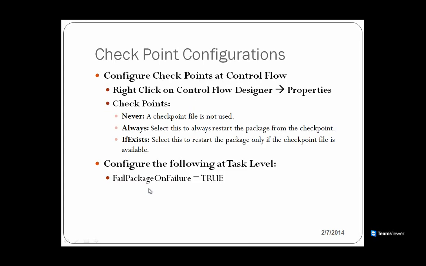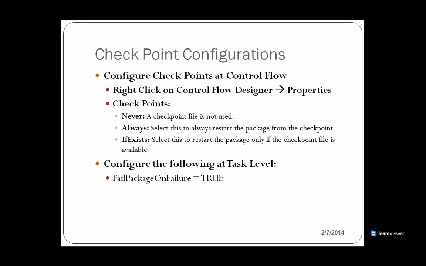Now, a few things we have to be very clear with. Configure checkpoints at the control flow level. Right click on the control flow designer. The property you have to use is Checkpoint Usage: Never, Always, or If Exists. Never means a checkpoint file is not used. Always means always restart the package from the checkpoint. If Exists means restart the package only if the checkpoint file is available.